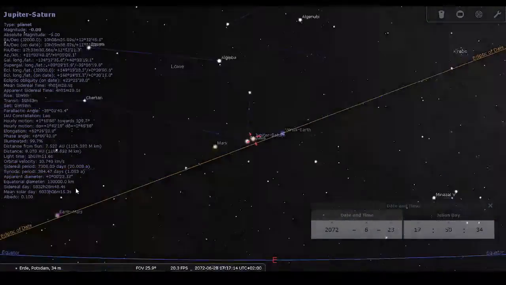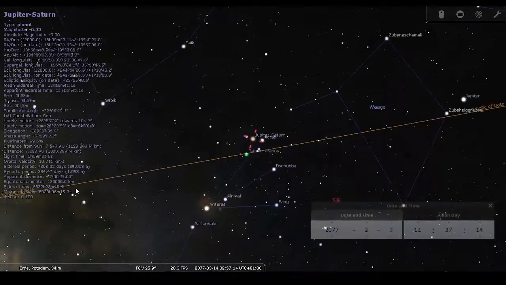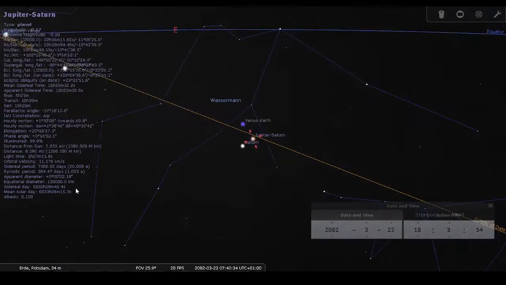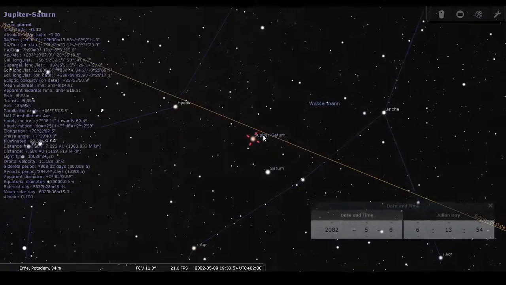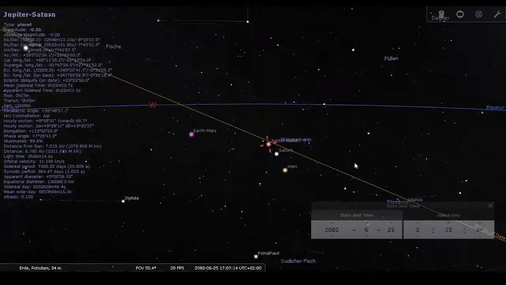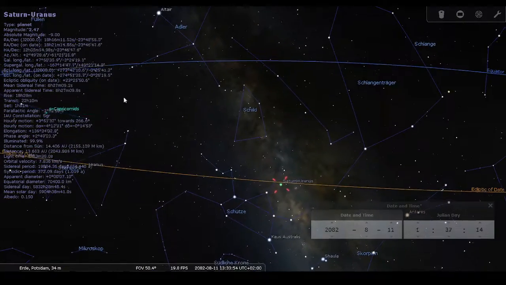Maybe I see Saturn or something. There's Saturn-Uranus. There's Saturn incoming. So you can see Jupiter-Saturn is a bit faster than Saturn. And now I think it's time to go to Saturn-Uranus.